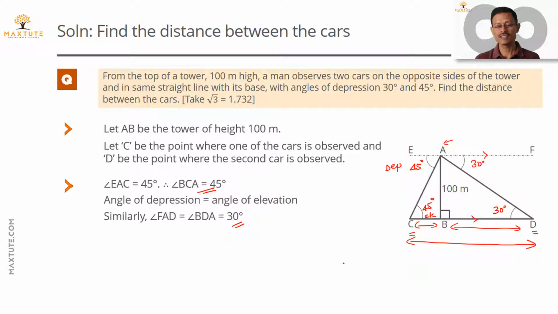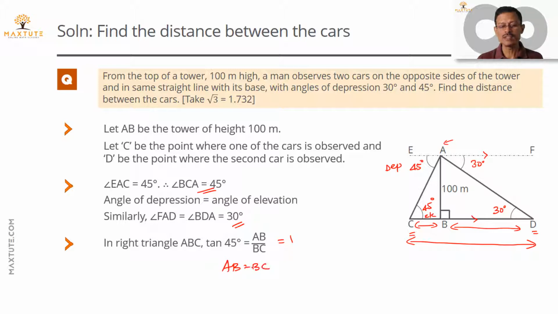Let's start with triangle ABC. In right triangle ABC, tan of angle C is equal to the opposite side divided by the adjacent side. The opposite side is AB, the adjacent side is BC. The value of tan 45 is equal to 1. So we cross multiply and get AB equal to BC. We know the measure of AB is 100, so BC is also equal to 100. So the measure of BC, the first part that we need, is 100 meters.